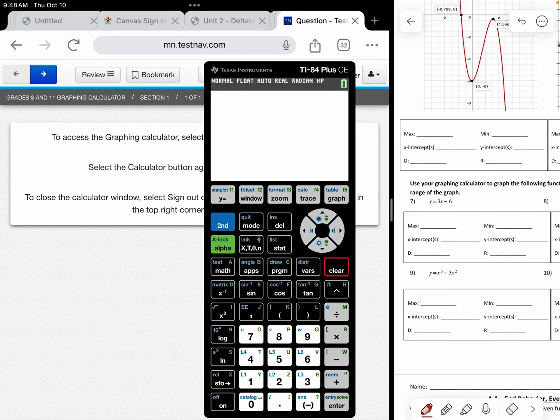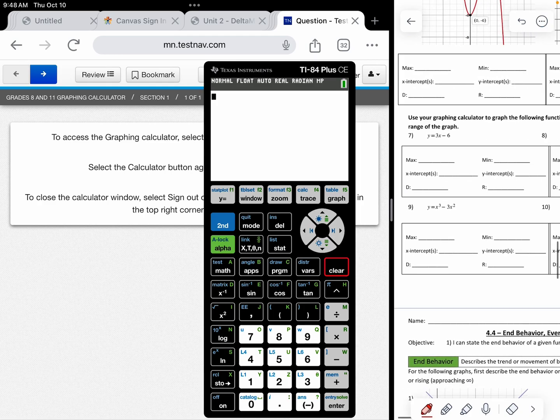Hey everybody. We are going to check out how to use the graphing calculator to find maximums, minimums, and x-intercepts. So we're looking at number 7 on the 4.3 notes. So if I wanted to graph this, remember we click y equals, and then we go 3x minus 6, and then hit graph. So notice that is a straight line.